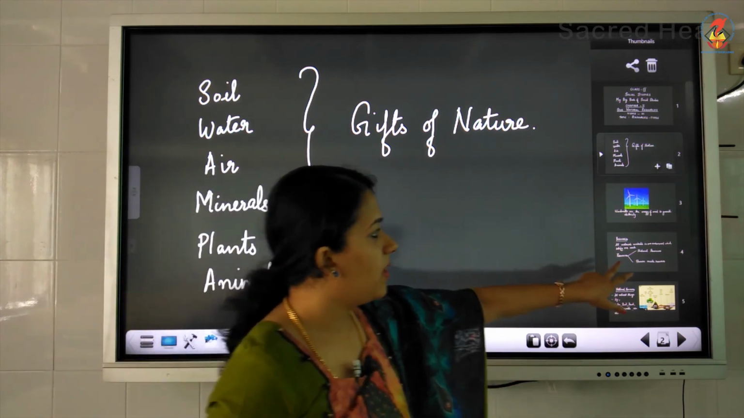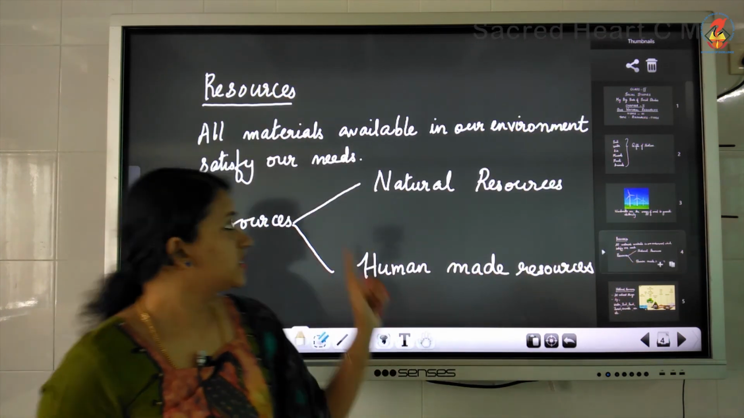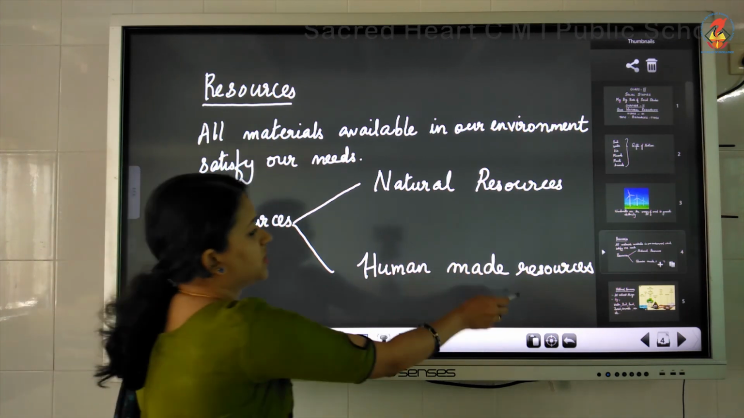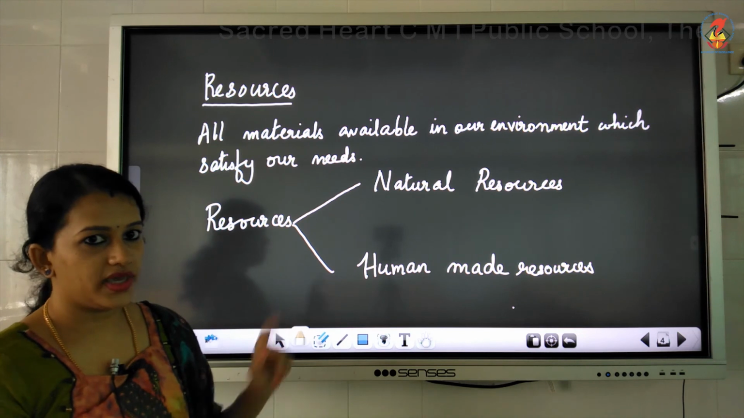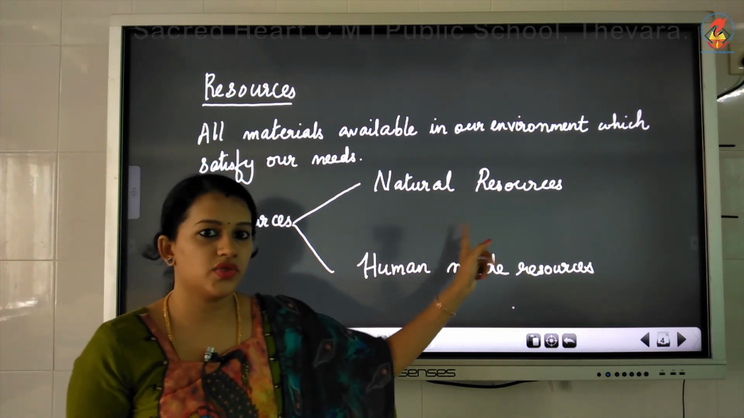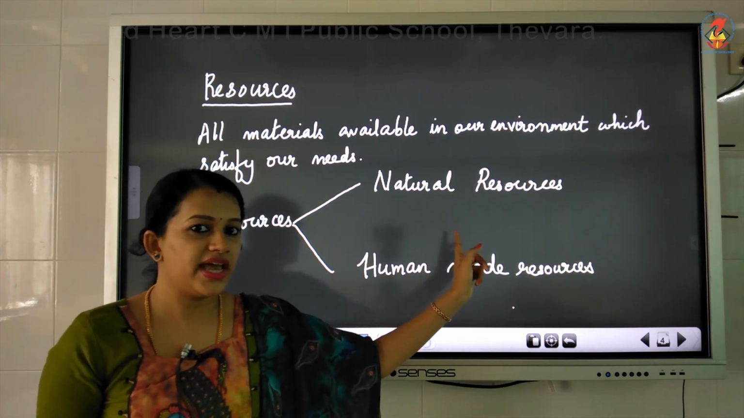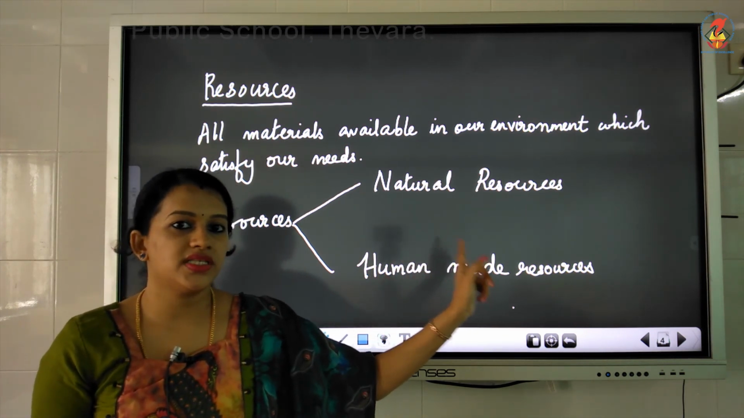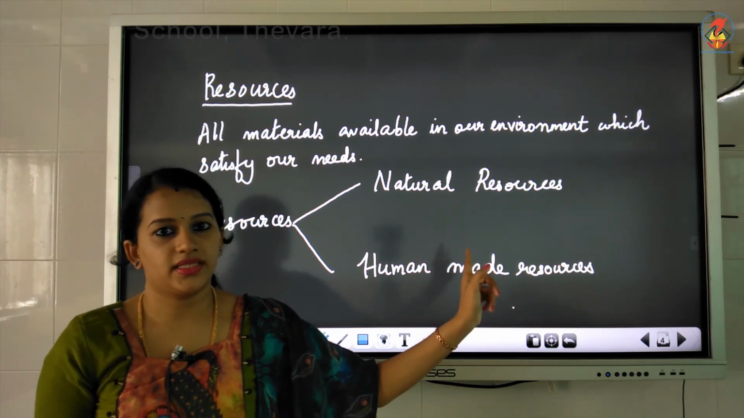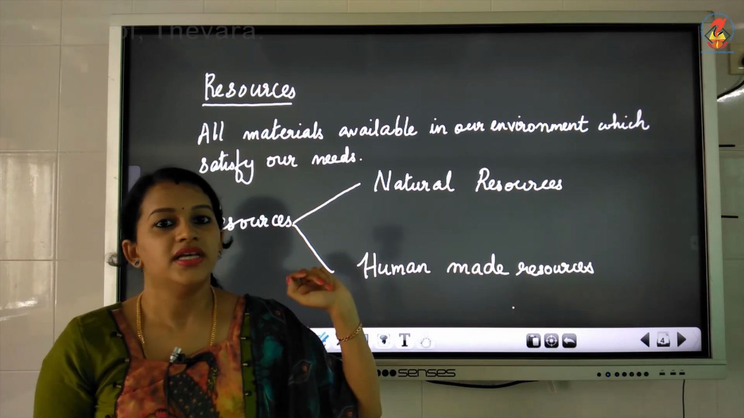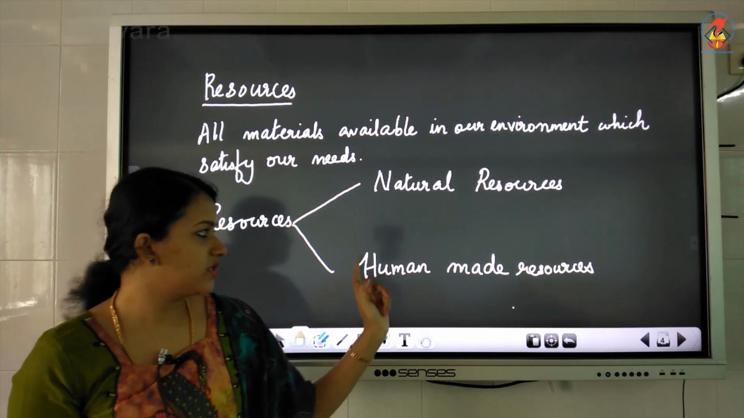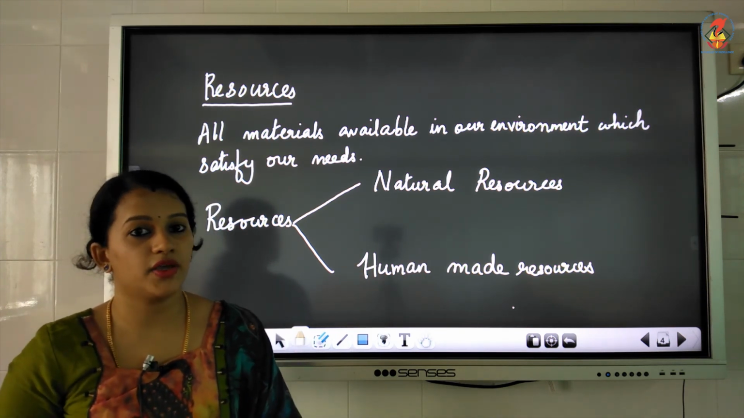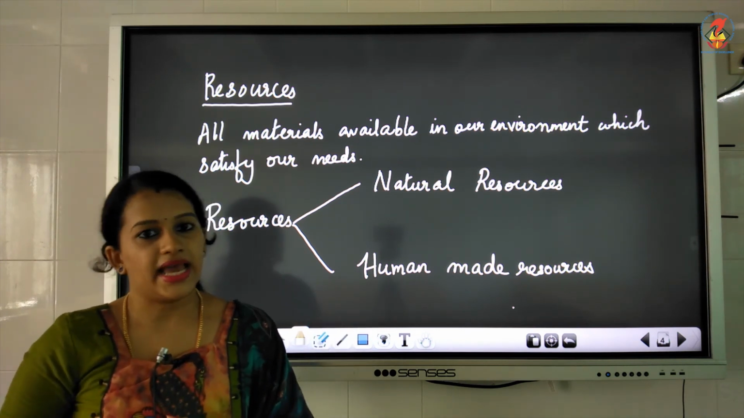Then you learned about resources. Resources are all the materials available in our environment which satisfy our needs. Okay, and resources can be classified as natural resources and man-made resources. Natural resources are all the natural things that are present in our environment, and human made resources are the things that are made by human beings using these natural resources.